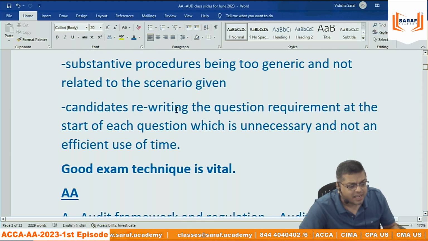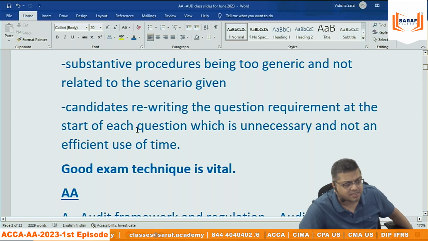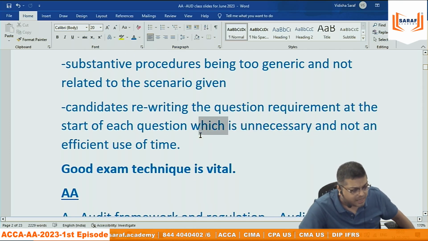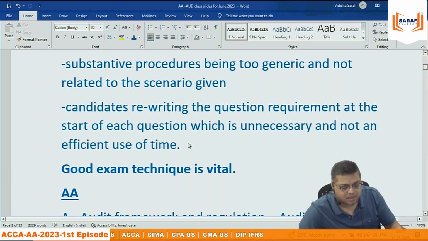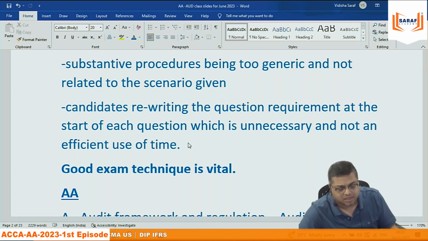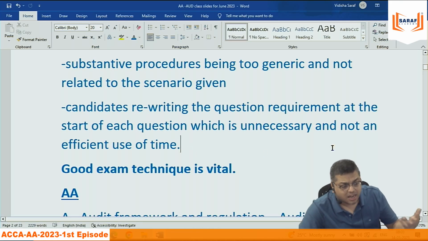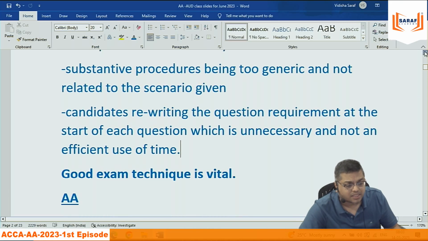And candidates are rewriting the question requirement at the start of each question, which is unnecessary and not an efficient use of time. The question is already given. The examiner is saying that students are writing the question again in their answer. There is no use of writing the question in the answer. There are no marks for that. That is the general reason that students are failing in the exam.